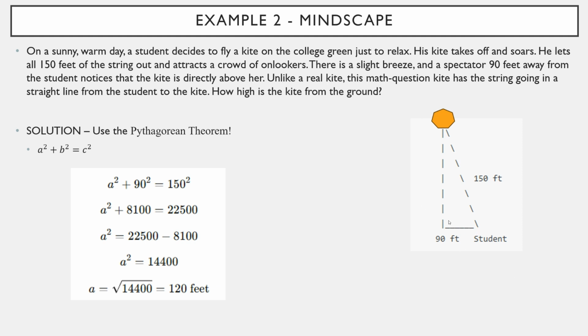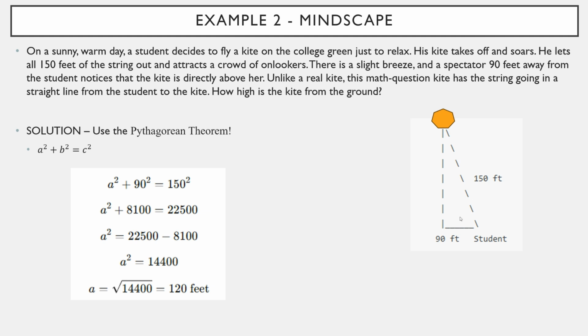So here's the student. This isn't really drawn to scale, but here's the student, and a spectator 90 feet away notices that the kite is directly above her. Unlike a real kite, this math question kite has a string going in a straight line from the student to the kite. So it's perfectly straight. So how high is the kite from the ground?